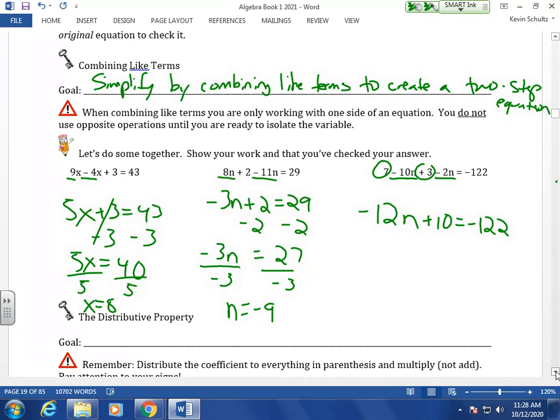We're at a 2-step, so we subtract 10 from both sides. That gives us negative 12n equals negative 132. Divide both sides by negative 12. And positive 11 is our value for n. Okay. Questions on that?